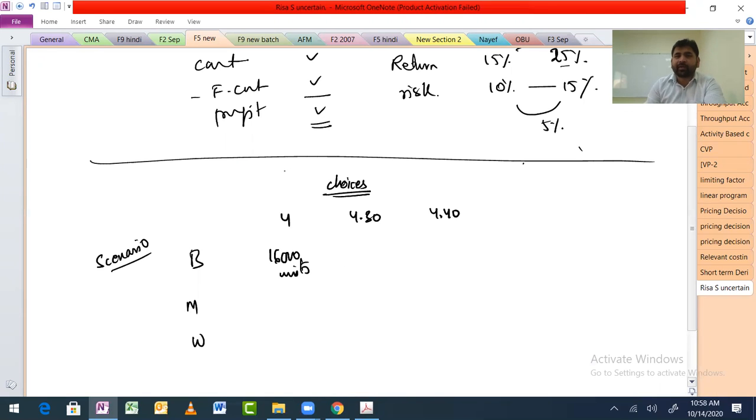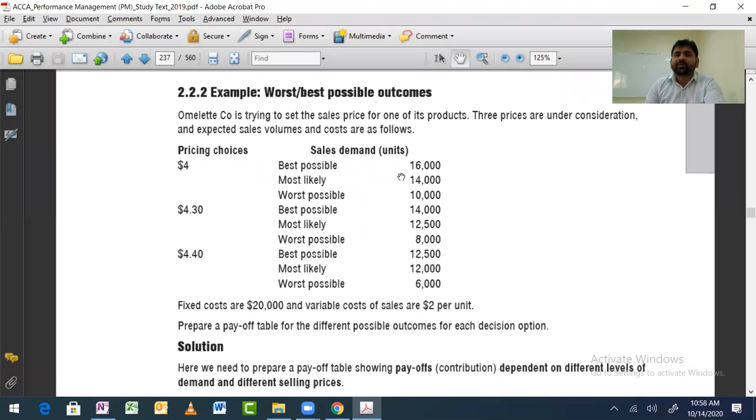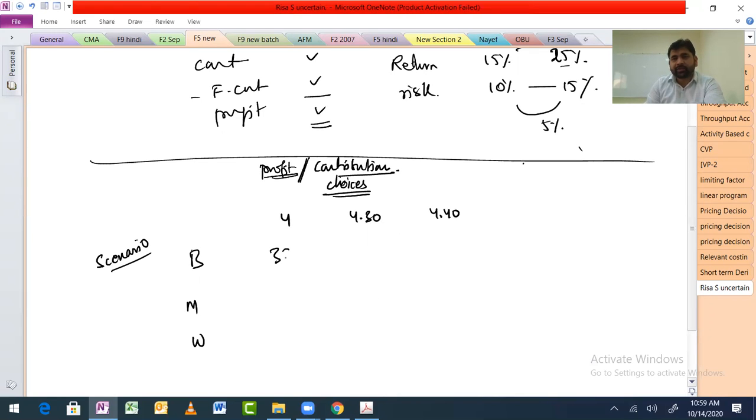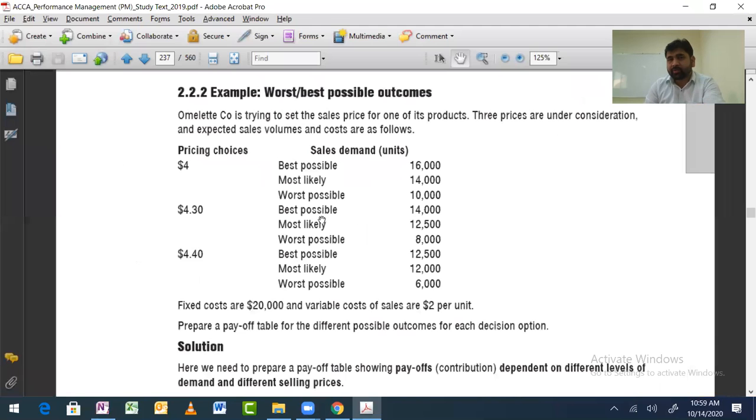You can make a payoff table for profit. You can make a payoff table for contribution. Same thing, right? If contribution is high, profit will be high. So now I will make a contribution table. Best possible 16,000, and variable cost is 2. So 4 minus 2, contribution is 2, right? Yes, sir. 2 into 16, 32,000. Means if I keep the price 4 and the market is brilliant, then I can make 32,000 contribution.